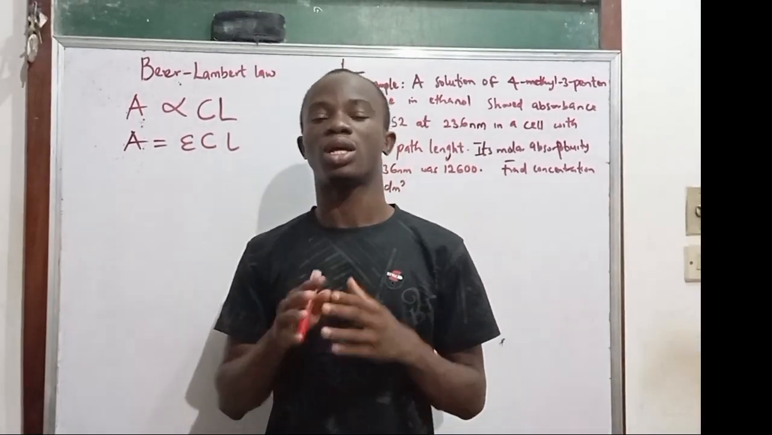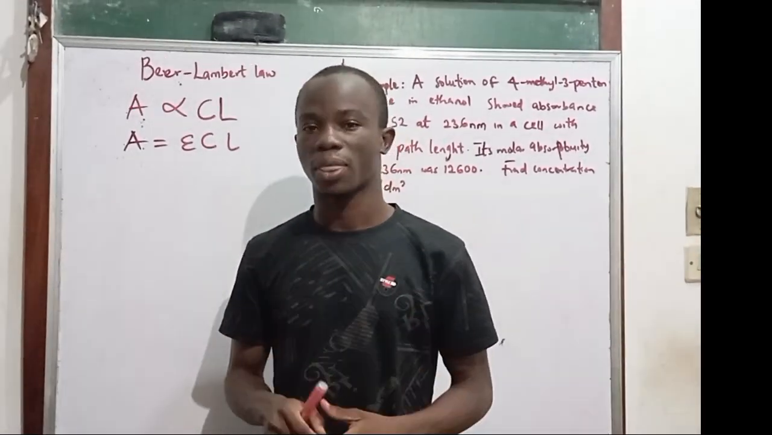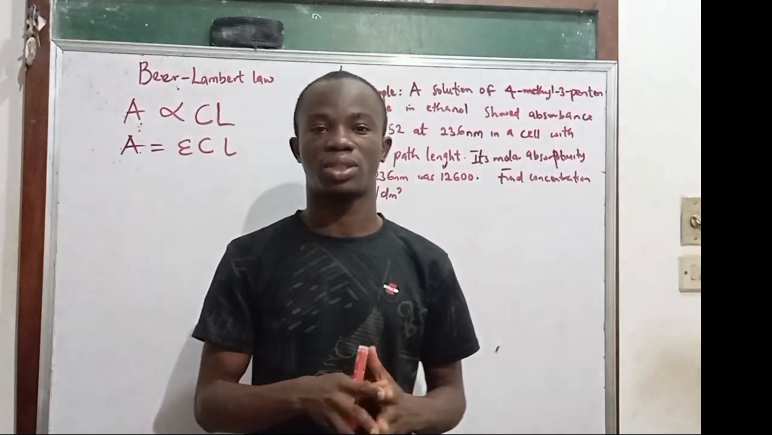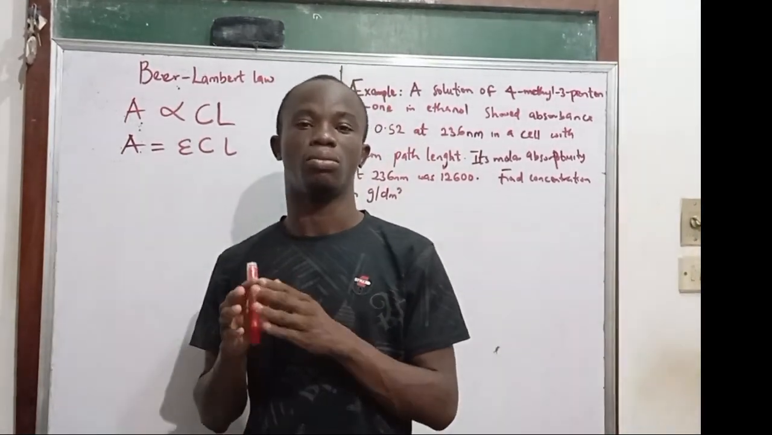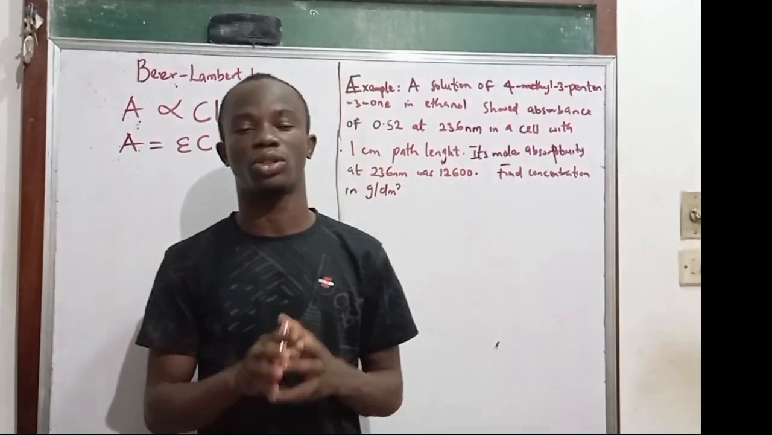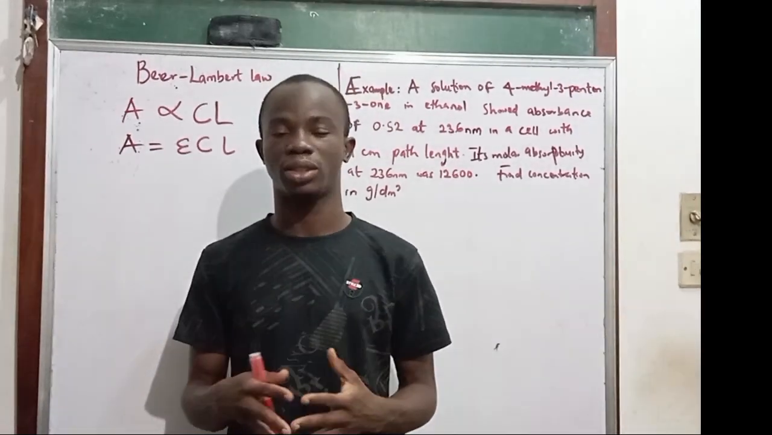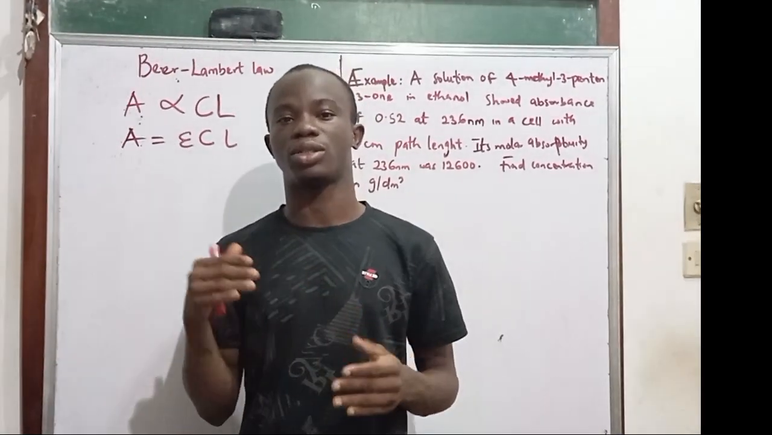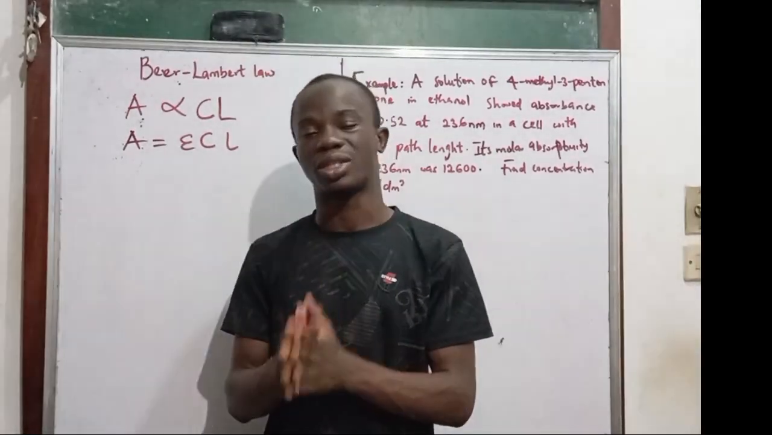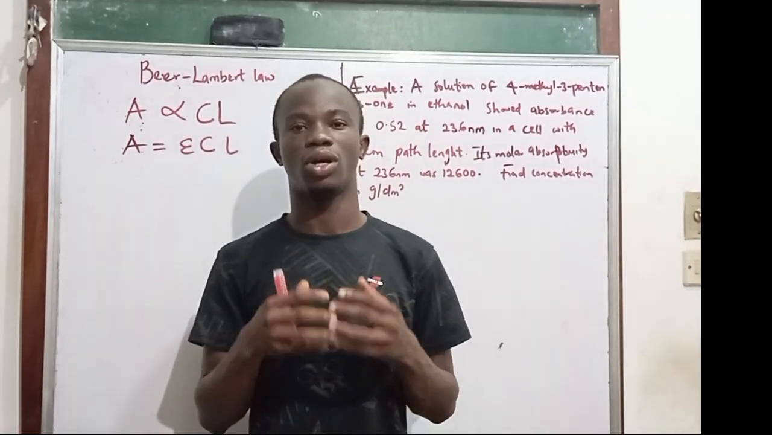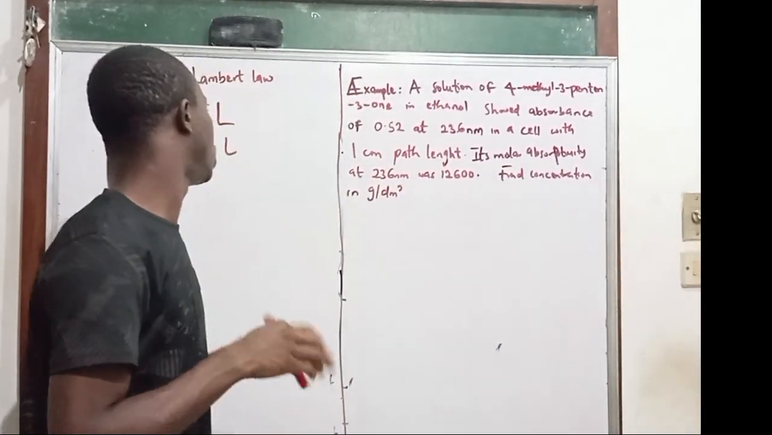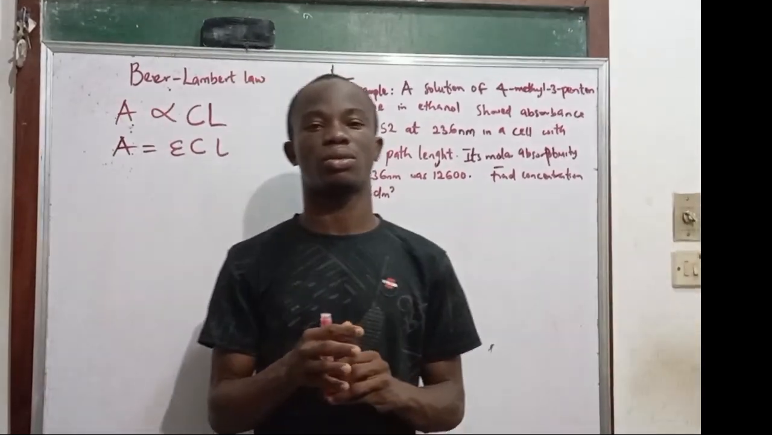But most commonly, epsilon is usually taken as molar absorptivity. But don't forget what I've said, that it can either be absorptivity or molar absorptivity, depending on the unit of concentration. If the unit of concentration you are using is mole per dm cube or molarity, then your epsilon will be molar absorptivity. But if the unit of concentration used is gram per dm cube, that means your epsilon will be ordinary absorptivity.